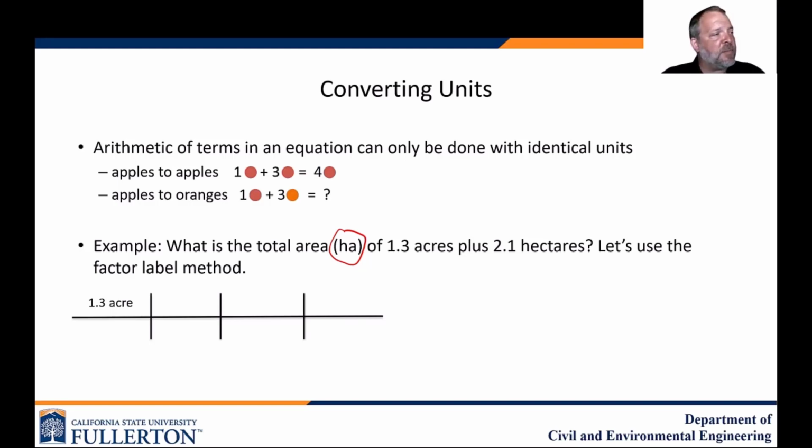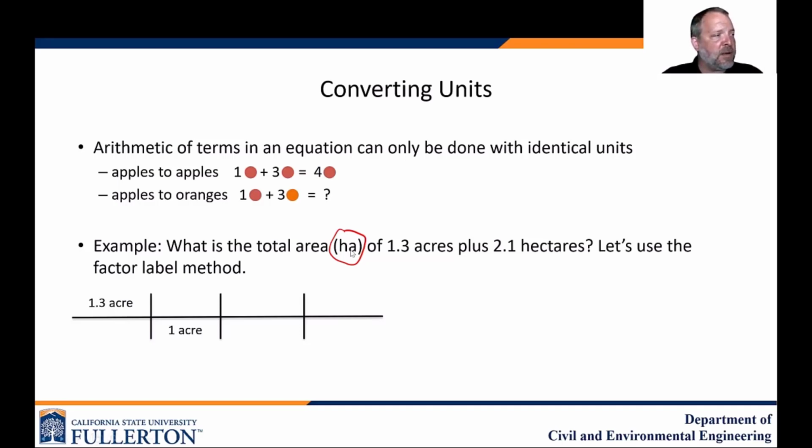The first thing you do is set up a grid kind of like this. We've got a line and some slashes downwards to separate the different components of our units. For example, if you had milligrams per liter, you would put milligrams on the top, liters on the bottom, and we separate the numerators and the denominators with this. So we start out with 1.3 acres because that's what we're trying to convert.